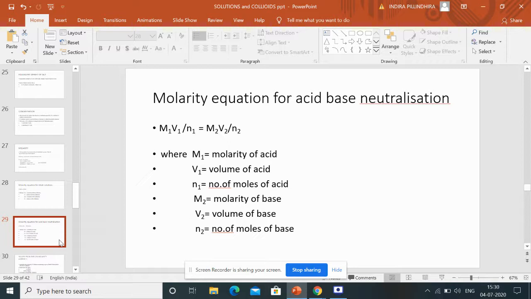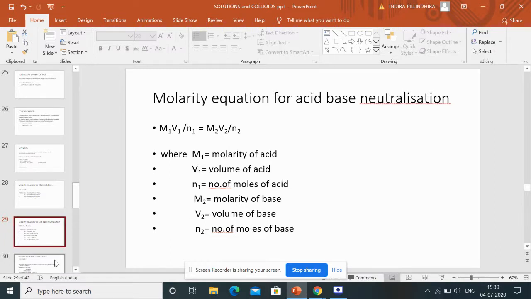Now, here the molarity, volume, and number of moles, M1V1 by n1 of the acid and M2V2 by n2 of the base, are equal. Okay, so generally this equation is used in our laboratory while doing the experiments, because we are having the volumetric analysis where we are doing the acid-base titrations, where we use this expression. It is M1V1 by n1 is equal to M2V2 by n2. Based on this also we are going to see some solved problems.